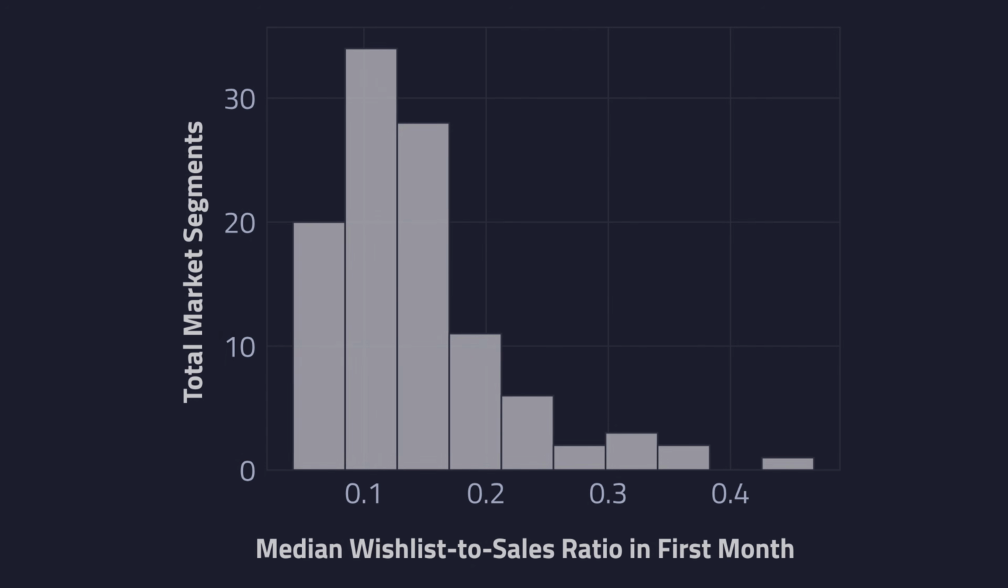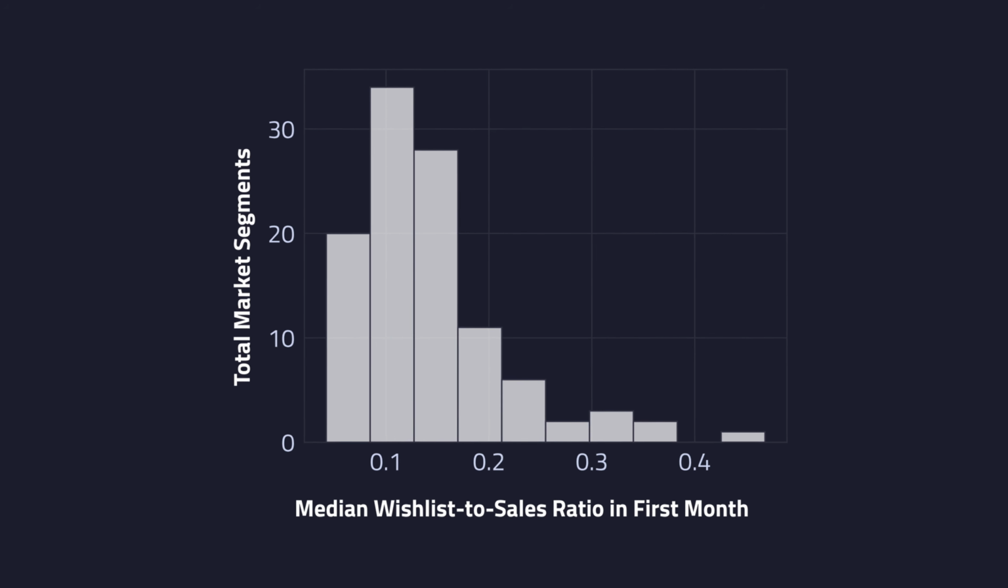We then calculated the median wishlist-to-sales ratio in the first month for these games in each one of these market segments, and that's shown as this distribution here. So what you can see is that although most market segments do sit around that average of just above 0.1, there is still quite a lot of variation. Basically, what this graph shows is, although on average we see a wishlist-to-sales ratio of around 10%, it does really vary based on the type of game you make. So you should really be comparing yourself to other games in the same genre when talking about wishlists.